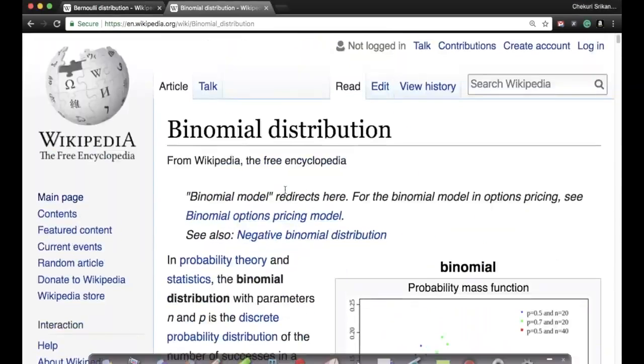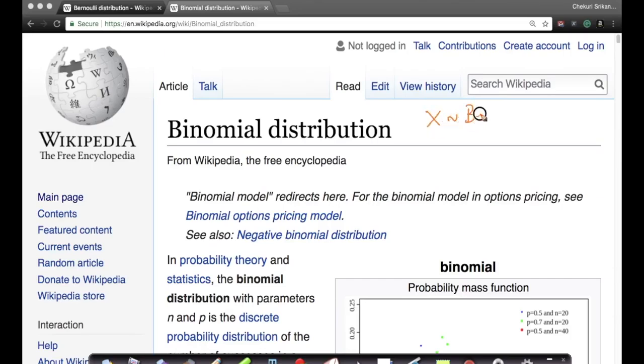Let me explain this. Suppose I have my coin toss. Let's assume this is my Bernoulli, with p equals 0.5. This is nothing but a fair coin toss. Now, if I toss this coin n times, suppose I toss this coin 10 times, so let's say n equals 10.